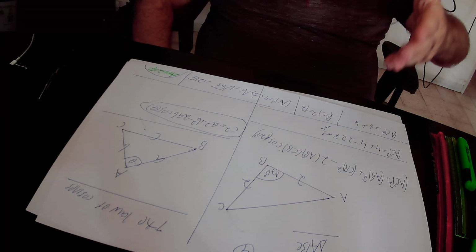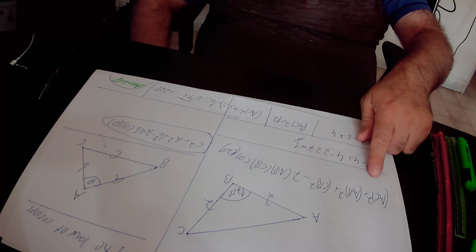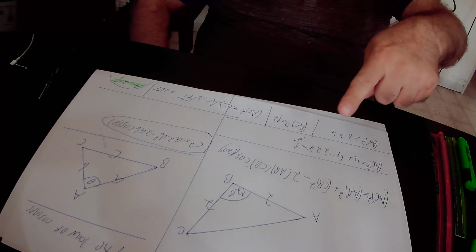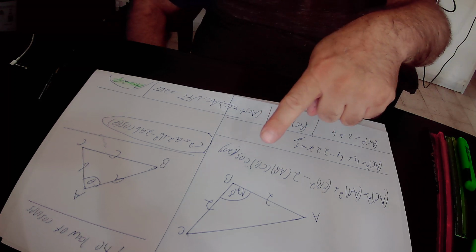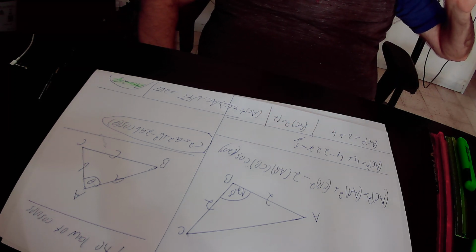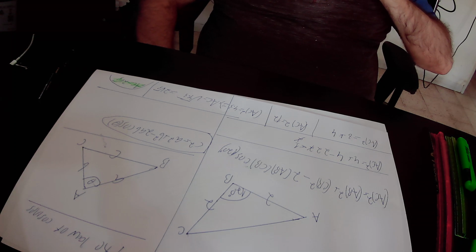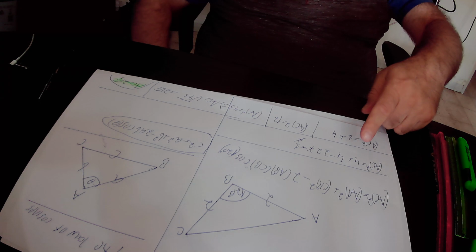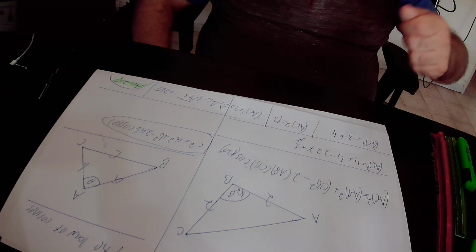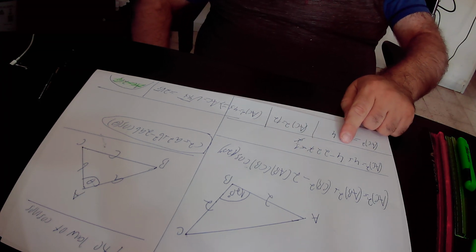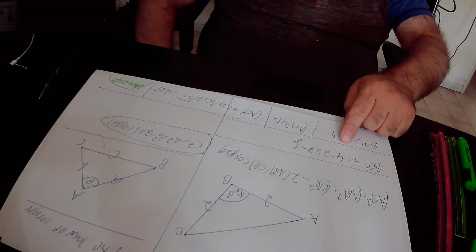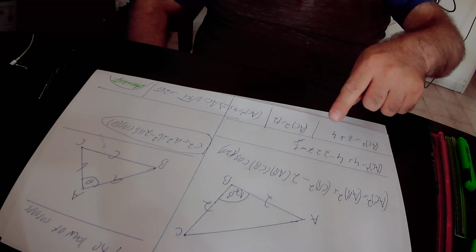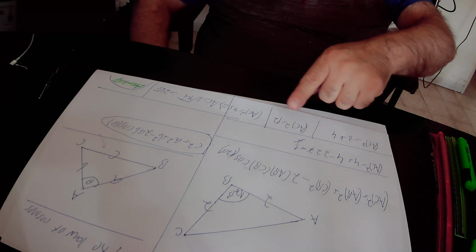According to the law of cosines, we get that AC squared equals AB squared plus BC squared minus 2 times AB times BC times cosine 120 degrees. So AC squared equals AB squared. AB is 2, therefore AB squared is 2 squared, that is 4, plus CB squared. CB is 2, so CB squared is 4, minus 2 times AB, which is 2, and BC, which is also 2, times cosine 120 degrees.